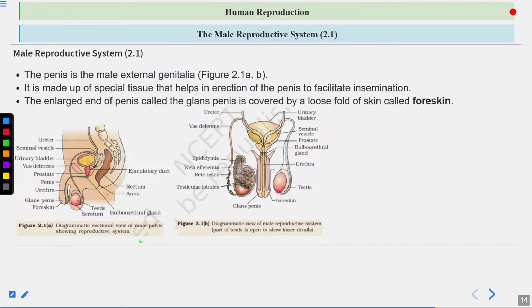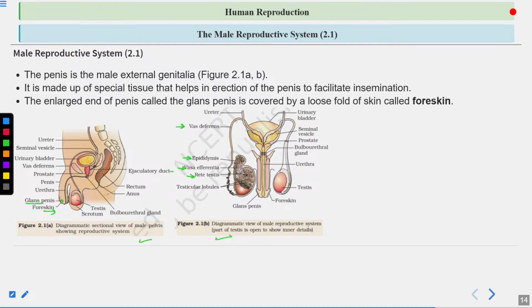So again we have seen these diagrams here. You can see this is the glans penis, which is the head of the penis, and this is the foreskin. Here you can see all the accessory ducts also. What are these accessory ducts? Ejaculatory duct, then testis, vasa efferentia, epididymis, vas deferens. These are the accessory ducts.